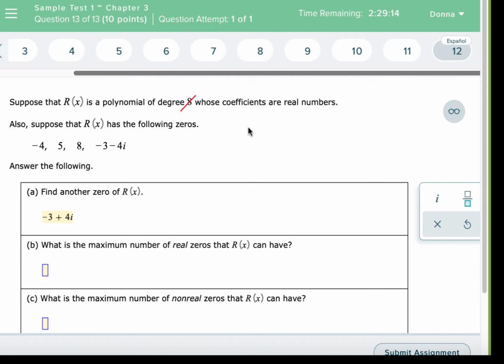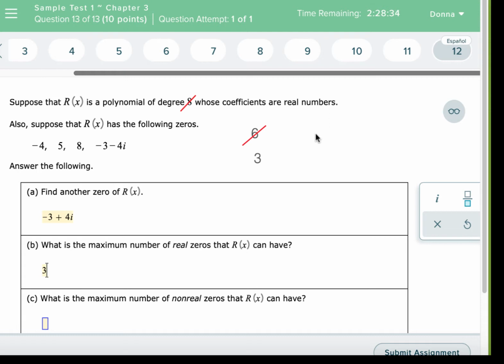And then if I have 6, and then if I take away the first root of -4, and then the next one of 5 and 8, that'll take away 3 more roots, so that'll leave me with 3. And so that would say I would have 3 possible zeros that would be real. Now, there could be a pair of complex in there.